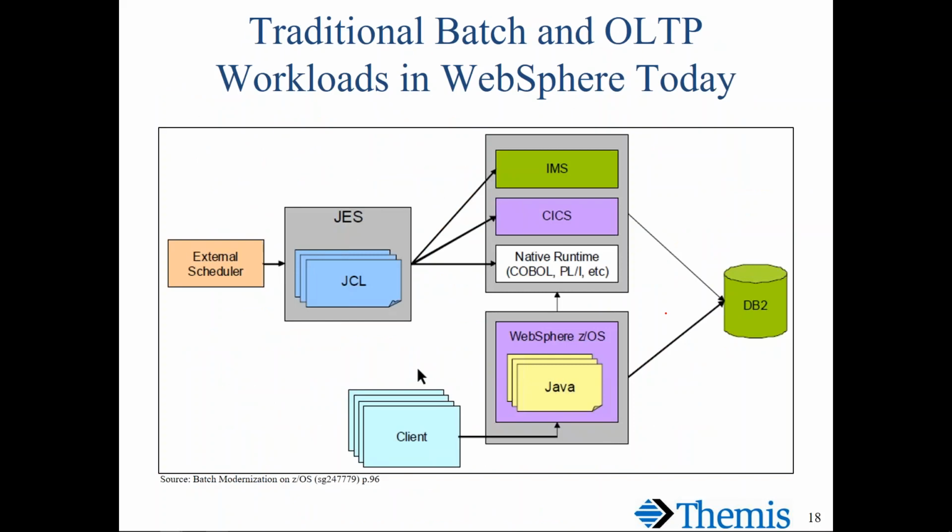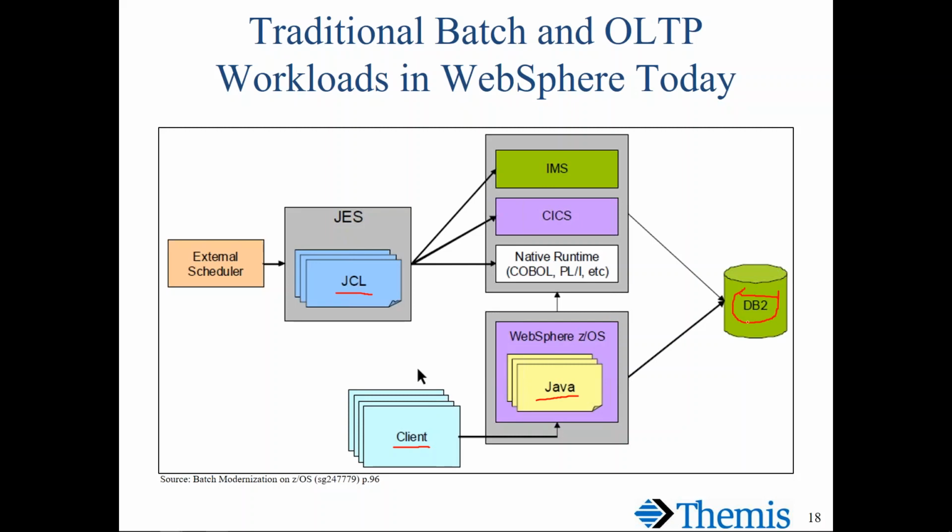Here we contrast the traditional batch and OLTP workloads. On the top half, we see JCL being used through the job entry subsystem to access resources through IMS, CICS, or standard COBOL processing. And then at the bottom, we talked about the various clients that might be using web clients, web services, message queues, and so on, kinds of clients that would be accessing Java workloads through WebSphere.